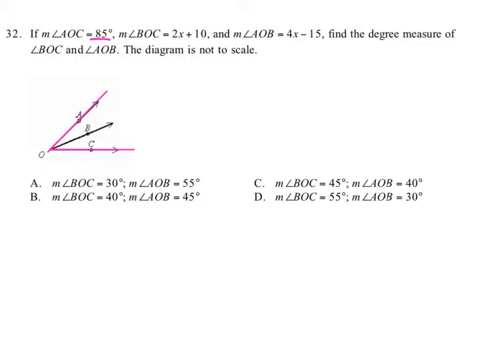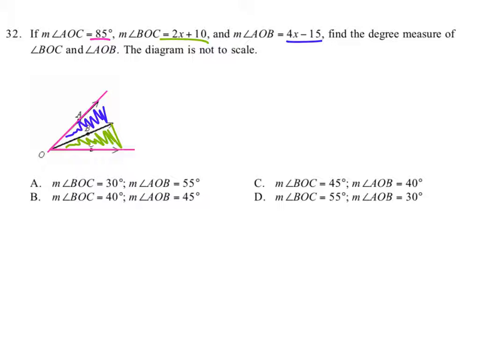And BOC, which is just the smaller, I'll color this actually in, BOC, this angle right here, is 2x plus 10. And of course, we've got angle AOB, which is this angle, equaling this. Okay, so we need to now find the measures of BOC and AOB, those two smaller angles.